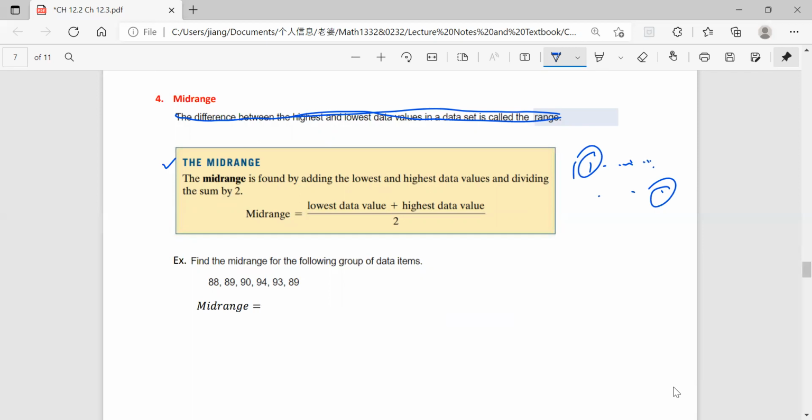Let's see the example. Find the mid-range of the following group of data items. We have 6 data values. The mid-range equals the lowest data value, the smallest, that's 88, plus the highest data value, the greatest number, 94, divided by 2. That is 182 over 2, that's 91. So 91 is the mid-range of the data set.